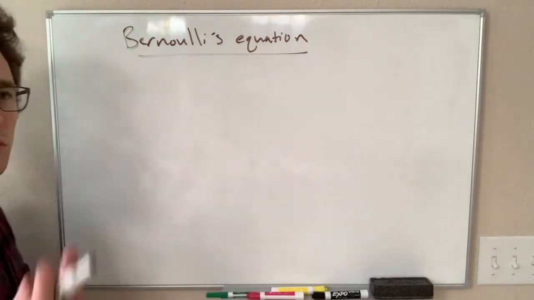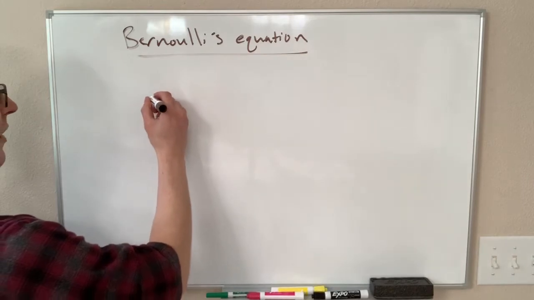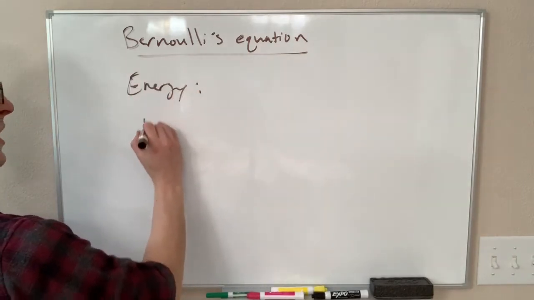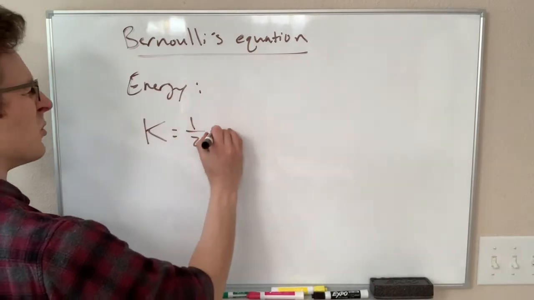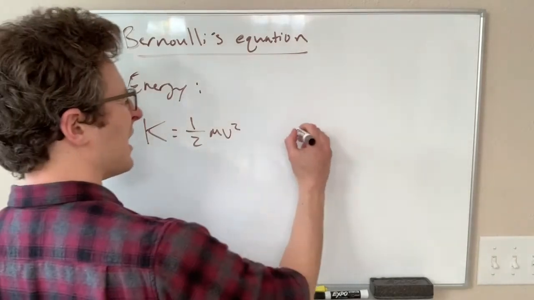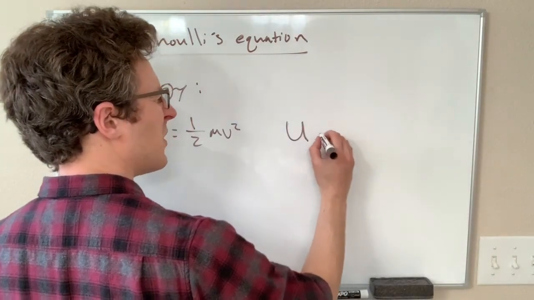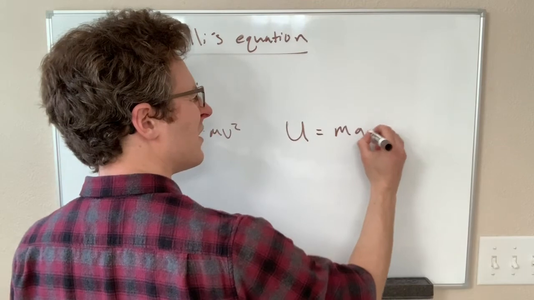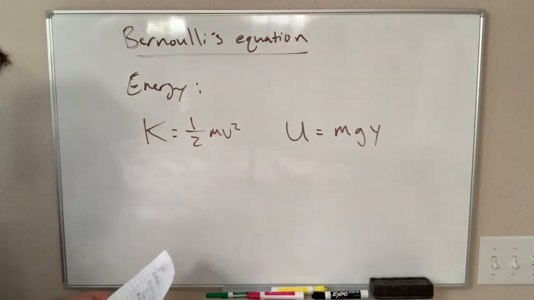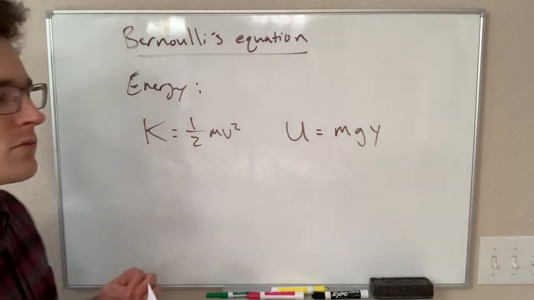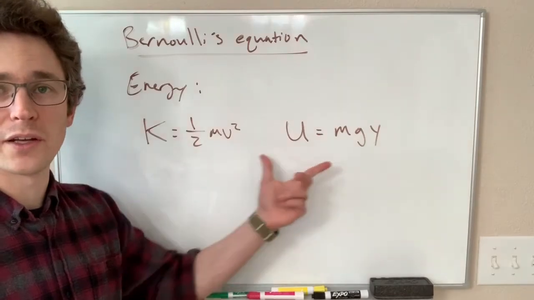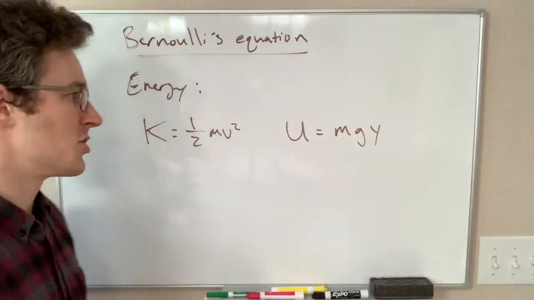So for objects in general, we have energy in a few different forms, right? We have a kinetic energy equal to 1/2 mv squared. We have a gravitational potential energy equal to mgy. And the total energy of our object or objects is the sum of the kinetic energy and the potential energy.